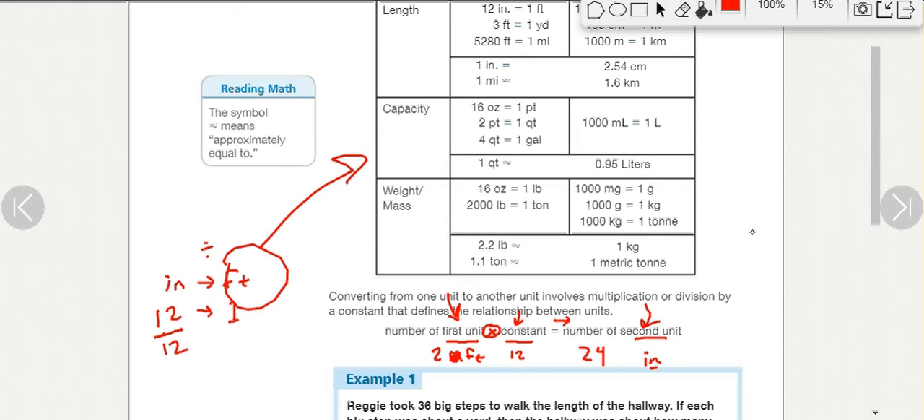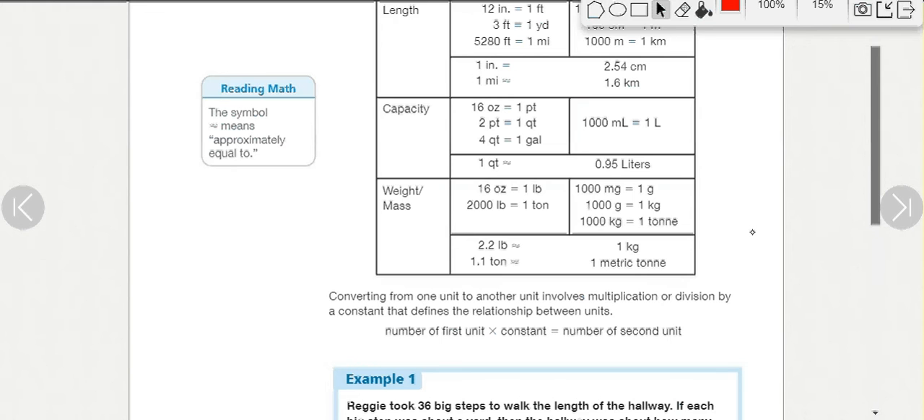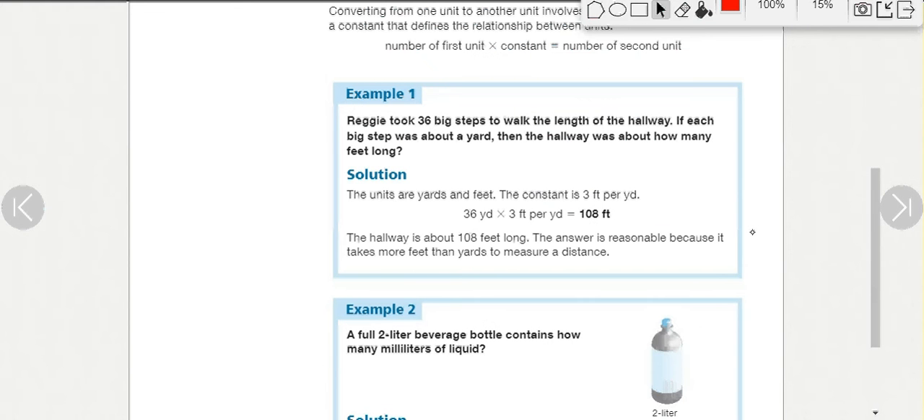Let's practice this twice. I kind of like the way that they describe it. Example 1, Reggie took 36 big steps to walk the length of the hallway. If each big step is about a yard, okay, so he takes 36 yards of a walk here. That's what they just told us by making that conversion. Then the hallway is about how many feet. Okay, so we're going from yards is our first measure. We're going to feet at the end. Is that a bigger or smaller measure? Feet. Feet are smaller than yards.